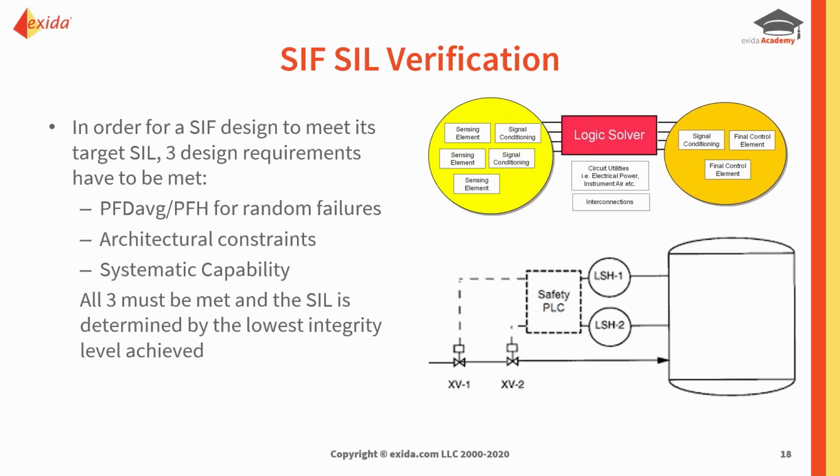Now, when it comes to our SIF SIL verification, we know that in order for a SIF design to meet its target SIL, there are 3 design requirements that have to be met. First and foremost is the PFD average, or PFH, which includes the random failures. So this is where the failure data is so important, and the accuracy of the failure data. If we're using highly optimistic failure rate data in our PFD average and our PFH calculations for random failures, we could end up with grossly optimistic results.